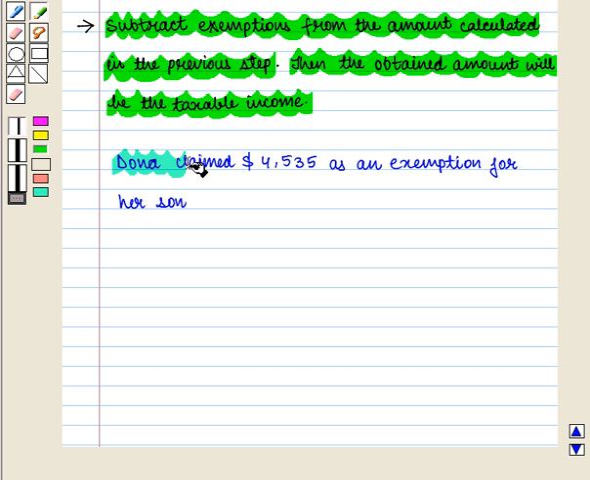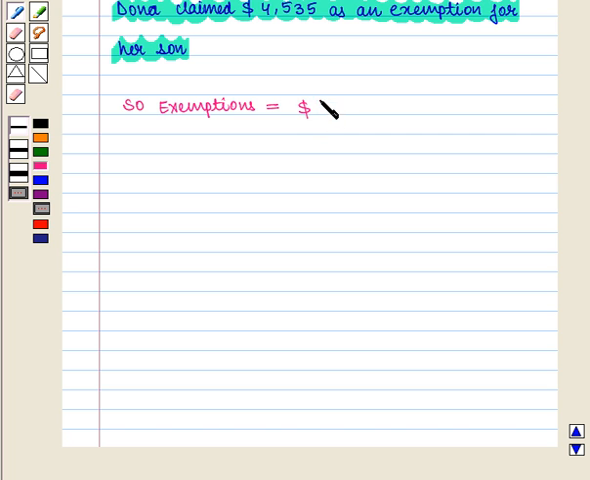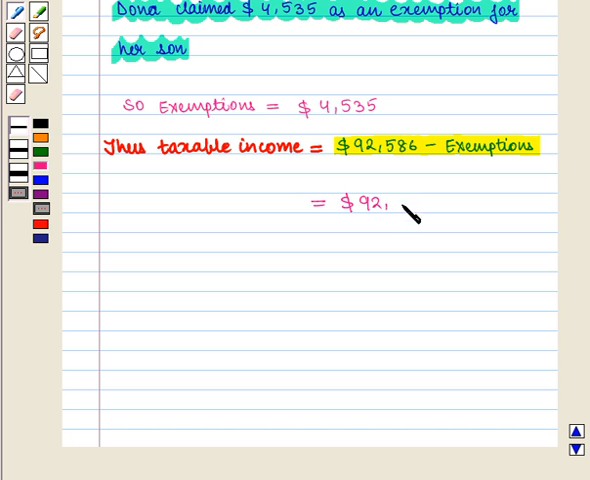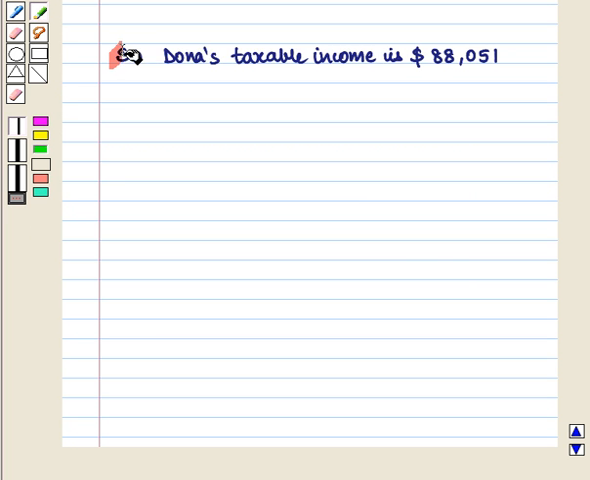Here we are given that Dona claimed $4,535 as an exemption for her son. So exemptions will be given by $4,535. Thus, taxable income is given by $92,586 minus exemptions. So this is equal to $92,586 minus $4,535, and this is equal to $88,051. So we can say that Dona's taxable income is $88,051.